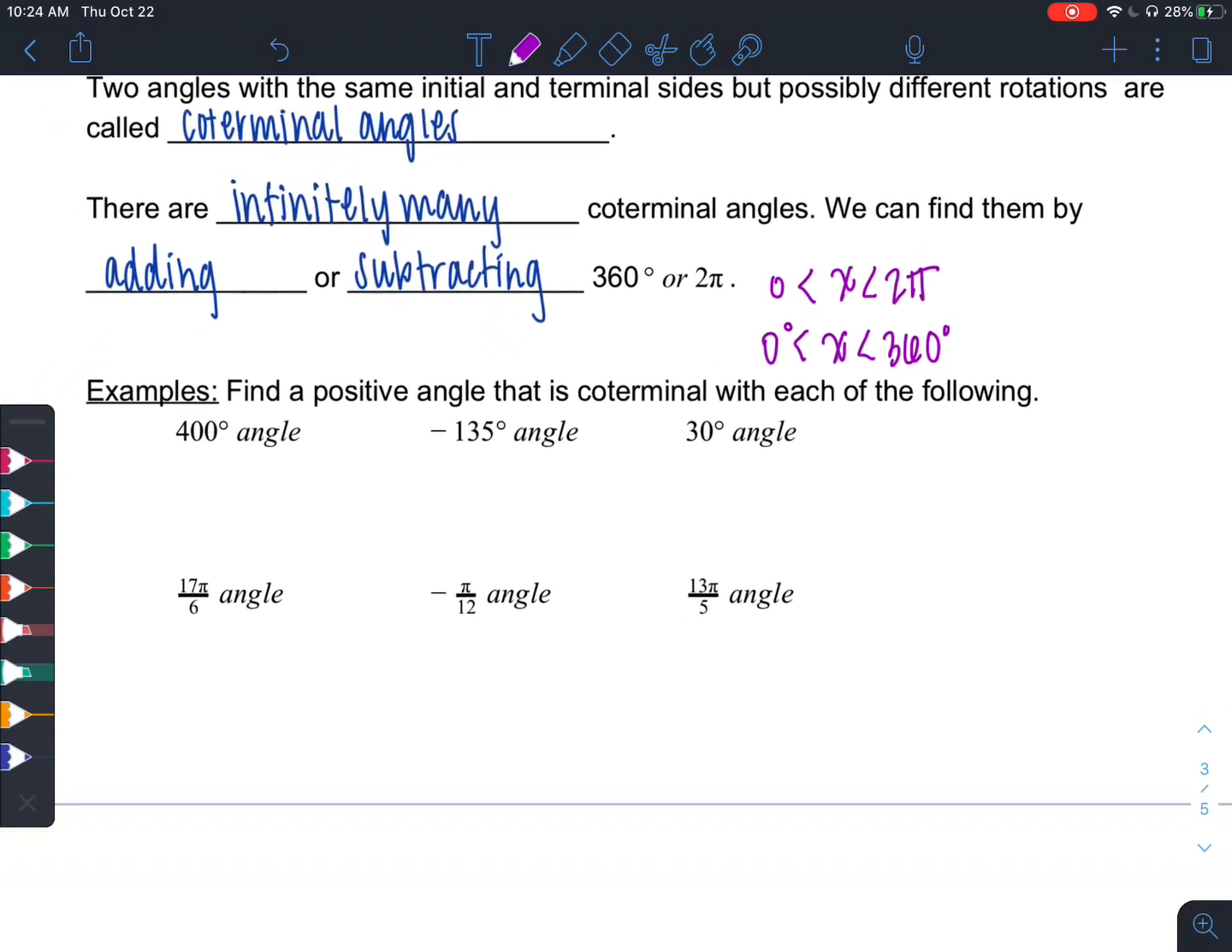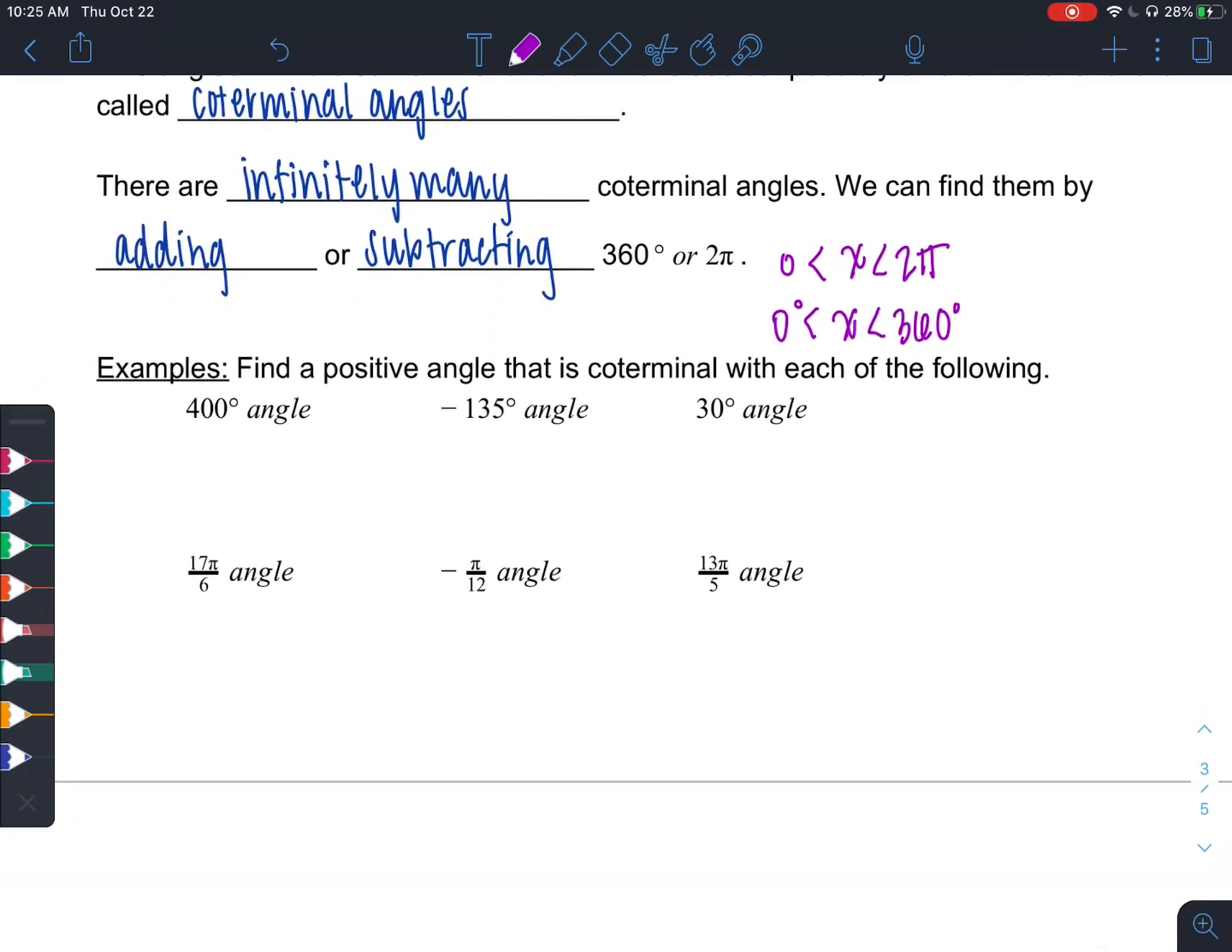Okay, so we want to find a positive angle that is coterminal with each of the following. Most of the time when we're finding a positive angle, we're trying to get it between 0 and 2 pi or 0 and 360. There are some examples like this one here where it won't be, but for the most part, that is our goal for graphing. All right, so we've got a 400-degree angle, and to get it positive but between 0 and 360, we have to subtract 360. And so 400 minus 360 gives us that this angle is 40 degrees.